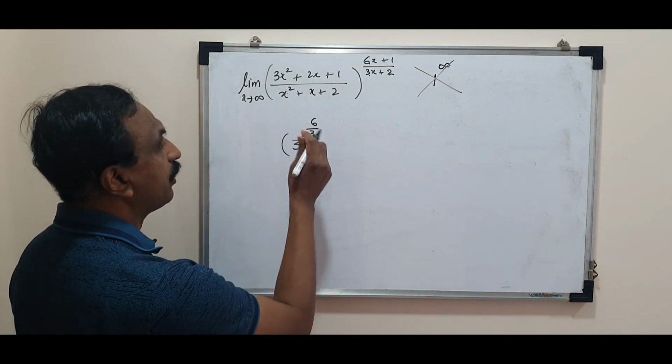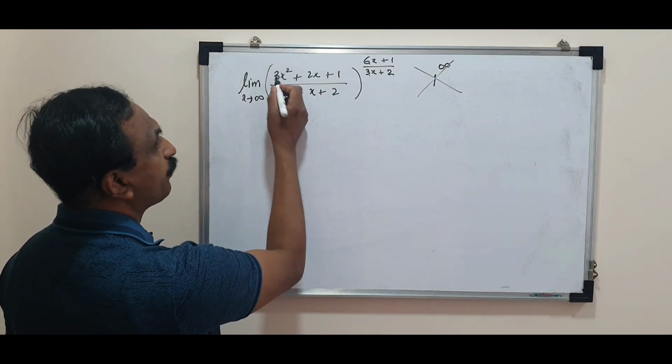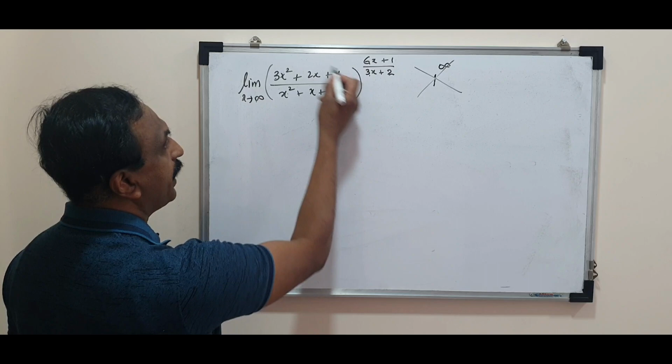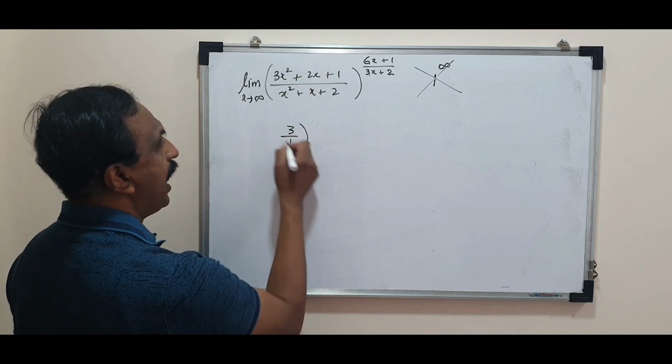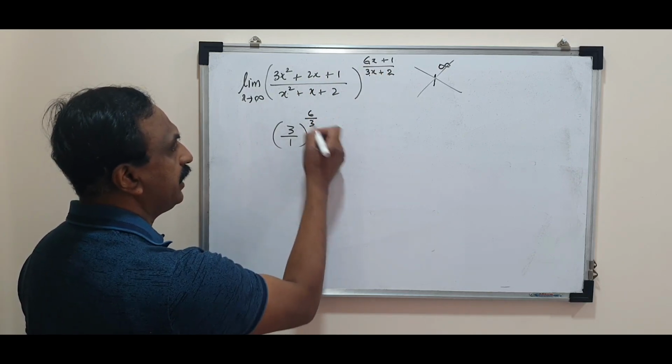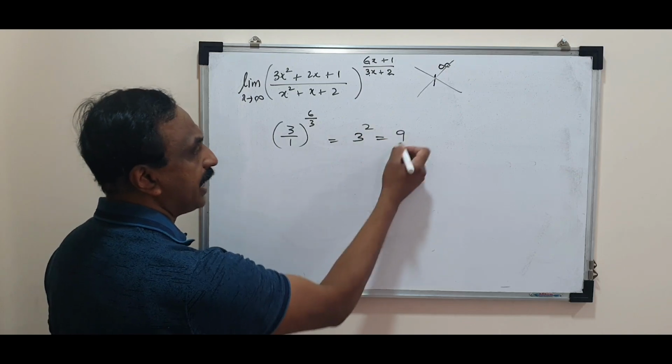So the answer here will be, once again I'll explain, coefficient of x square, x is tending to infinity, so the base is tending to 3 by 1 and the power is tending to 6 by 3, so it is 3 square and the answer is 9.